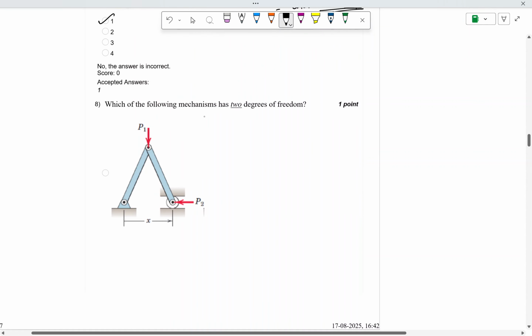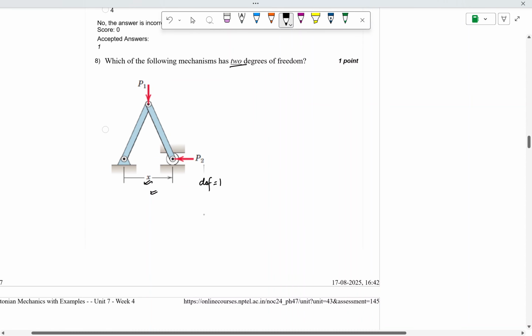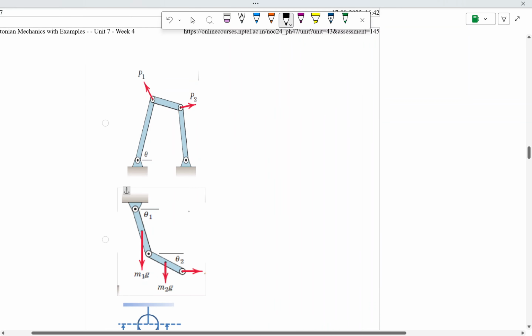Now question number 8 is: which of the following mechanisms has 2 degrees of freedom? That means 2 independent directions to move, right? For this first structure, you see that there are 2 pulling forces. One is P1 vertically downwards, and one is P2. But the only direction mentioned for it to move is x. So there is only 1. If you push it, it can go in either direction along x, and it cannot move in any other direction. So the degree of freedom is 1, not 2.